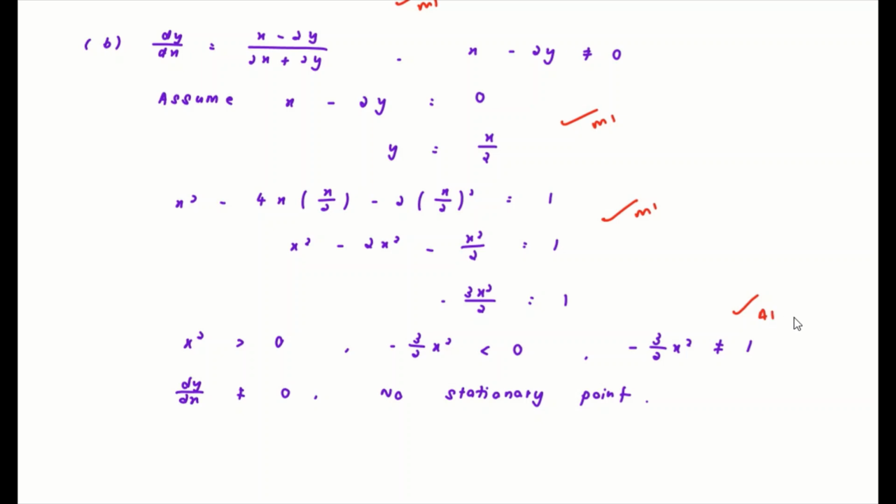So if you are substituting x equals to 2y, then you will be able to get negative 6y squared equals to 1. It's the same thing as well. So y squared is greater than 0. Negative 6y squared should be a number that's negative. So negative 6y squared cannot be 1. So that's one no stationary point. Okay, so part C.